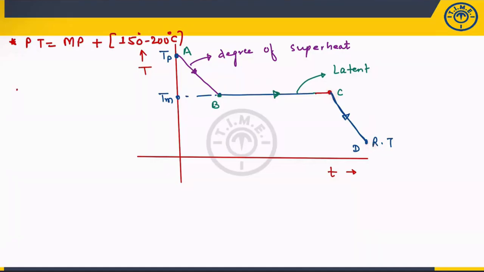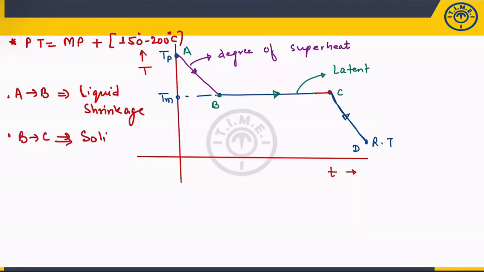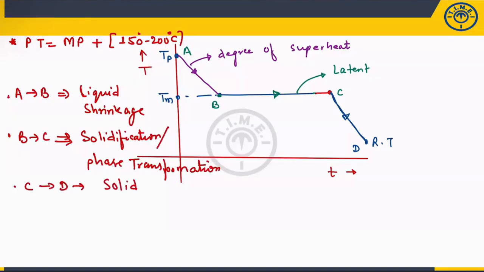If I talk about it, A to B is called liquid shrinkage. Liquid shrinkage. What about B to C? B to C is called solidification and phase transformation. What about C to D? C to D is nothing but solid shrinkage. Solid shrinkage.